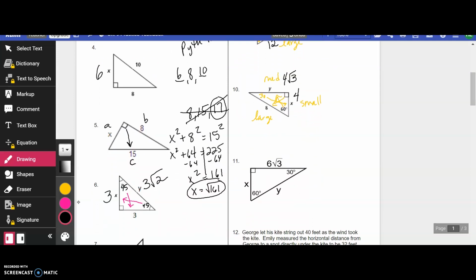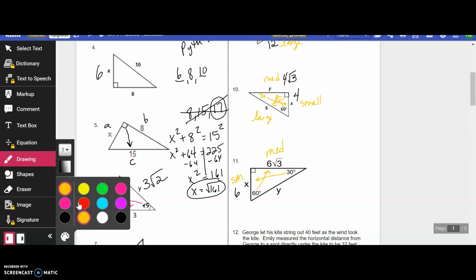All right, one more. On this one, across from the 60, I know the medium is 6 square root 3. So when I'm trying to find the small, remember the small and the medium are the same. 6, 6, except the medium has that extra square root 3. And then the large is double the small, which I think now is actually the same problem as number 9. So this is 12.